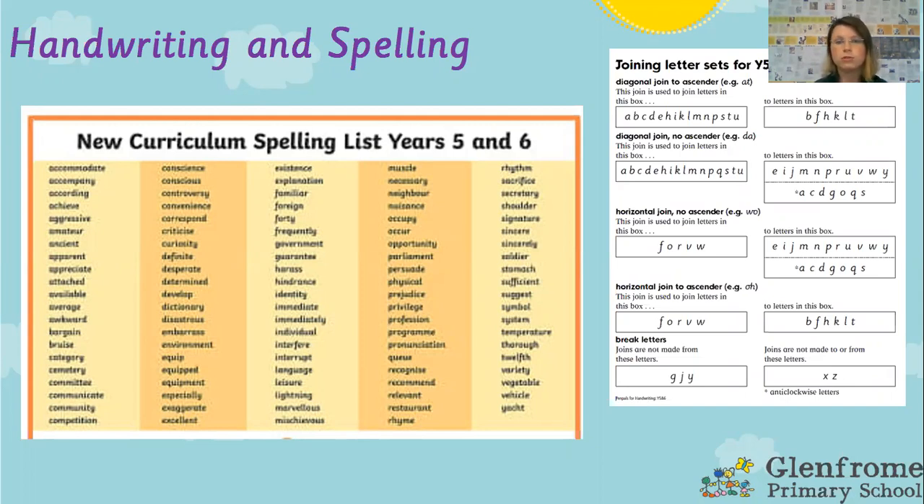We do model and the children practice joining their letters for handwriting. The letters that we don't join, shown on the screen, are our descenders, G, J and Y. And we also do not join to or from X and Z.